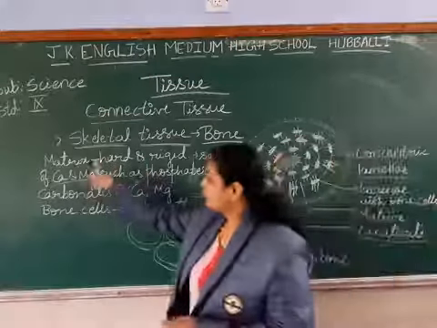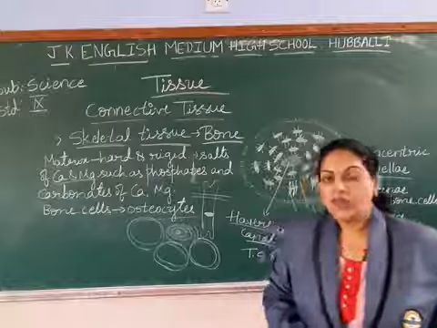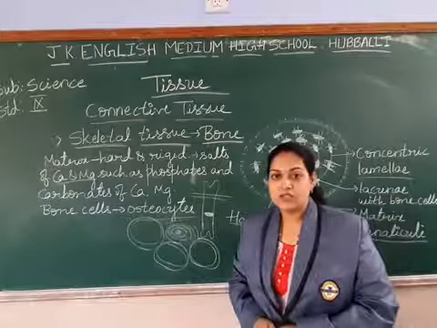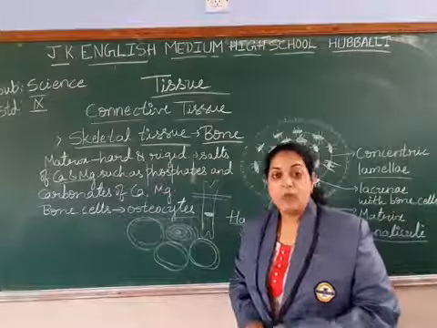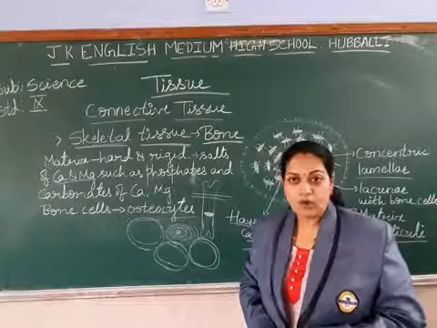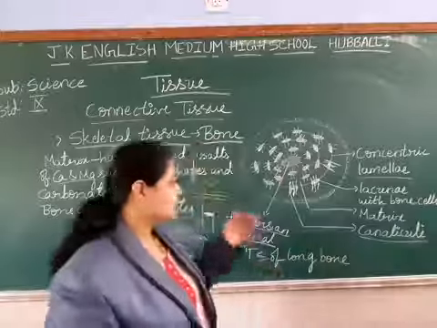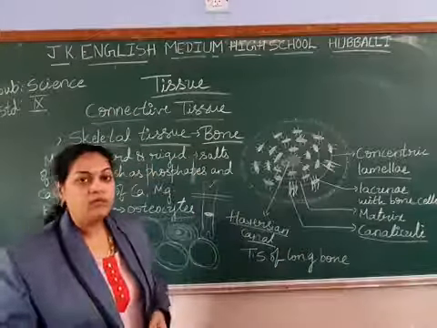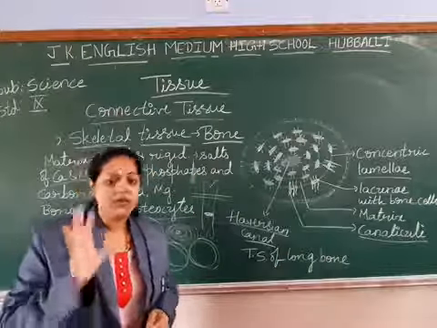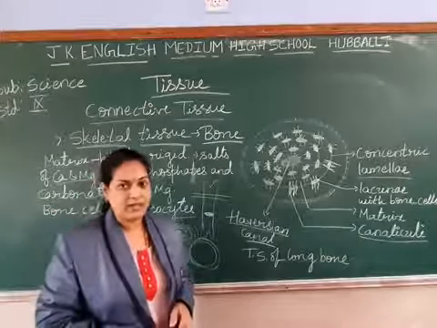What is the nature of the matrix? It is hard. What is it made up of? Calcium, magnesium. What are the cells of bones called? They are called osteocytes. And if you take the structure, these are all we find. And what is the function? This much you have to explain, students.